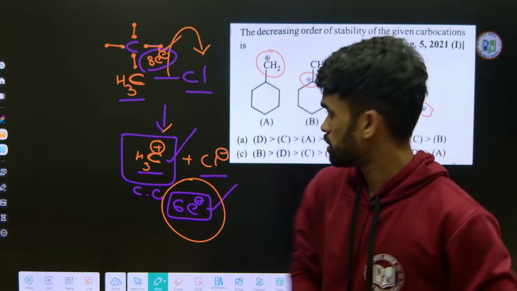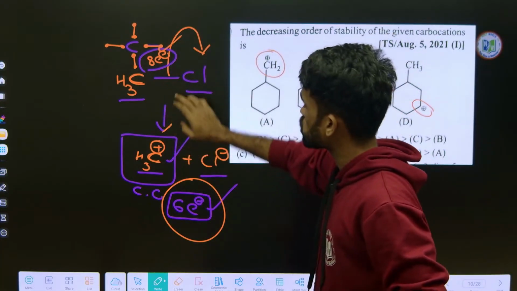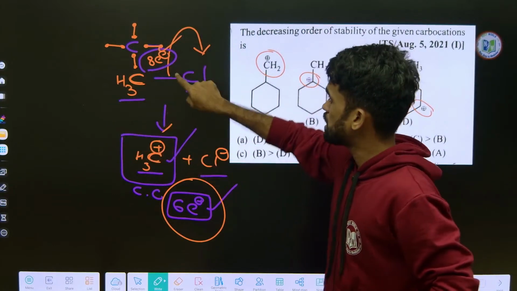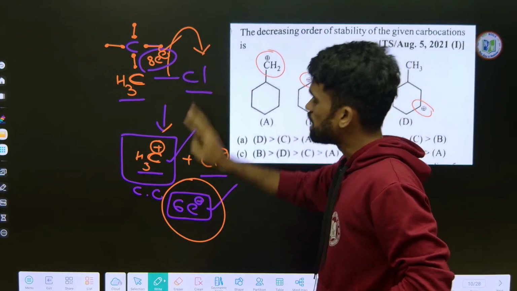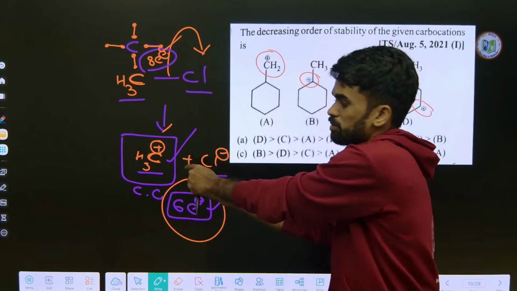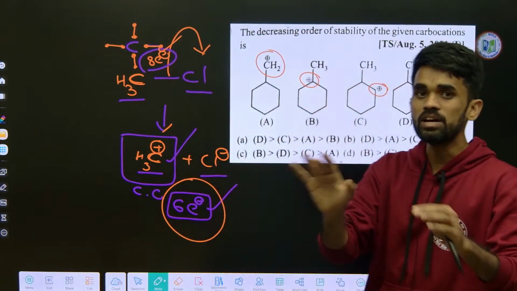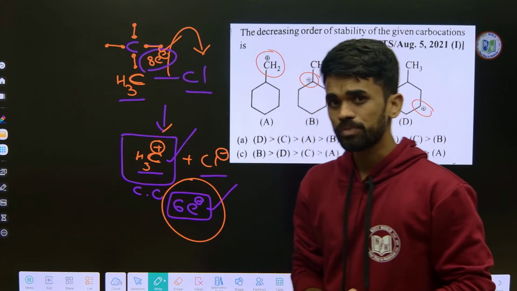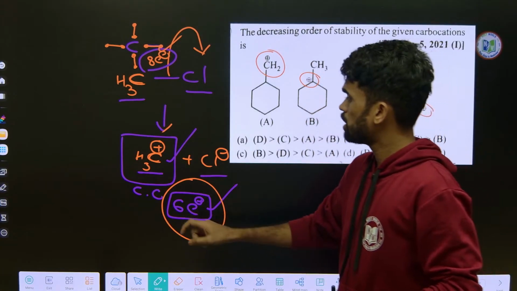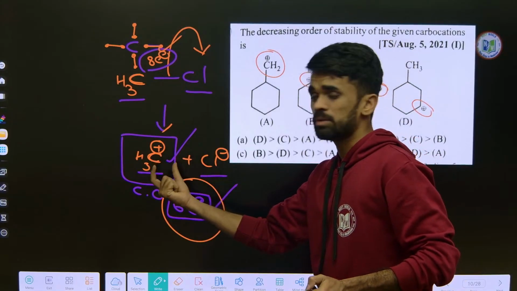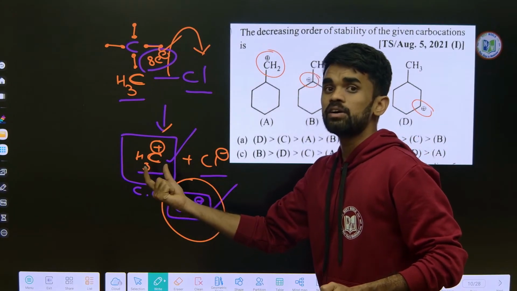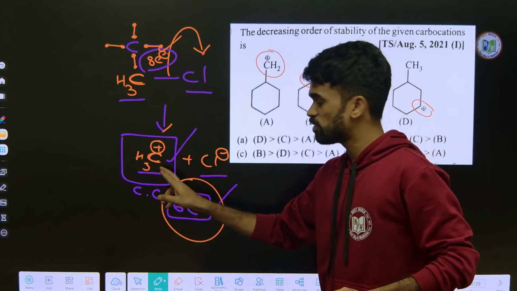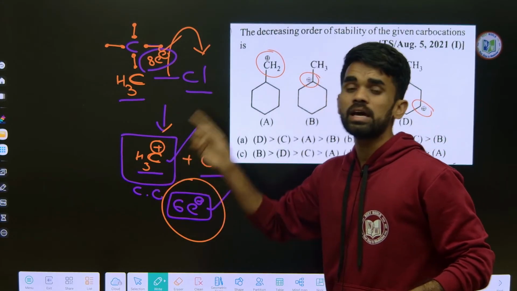Carbocations are unstable. So during a chemical reaction, bond breaking and bond making take place. When bond breaking takes place, we get something called intermediates. Carbocations, free radicals, carbanions, intermediates are formed. Now, always remember, an intermediate will be readily formed if it is more stable. The intermediate will be formed when it is more stable.